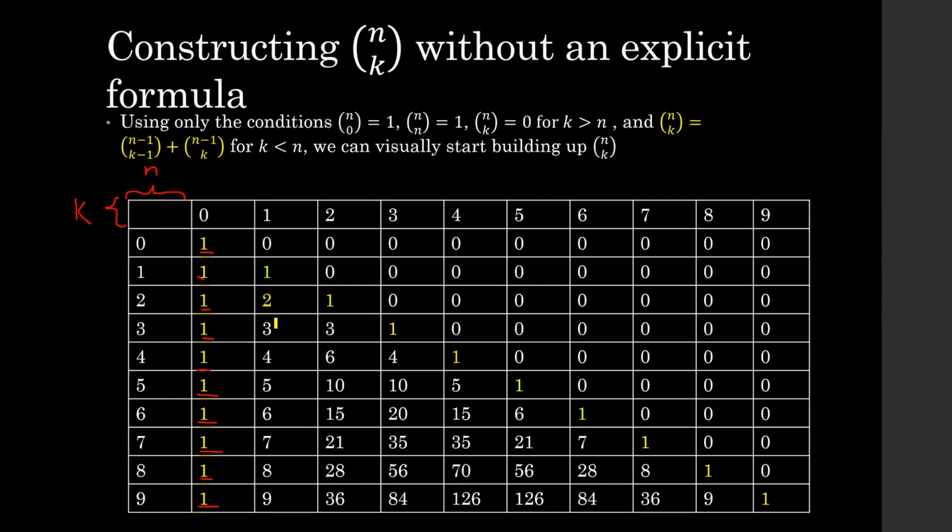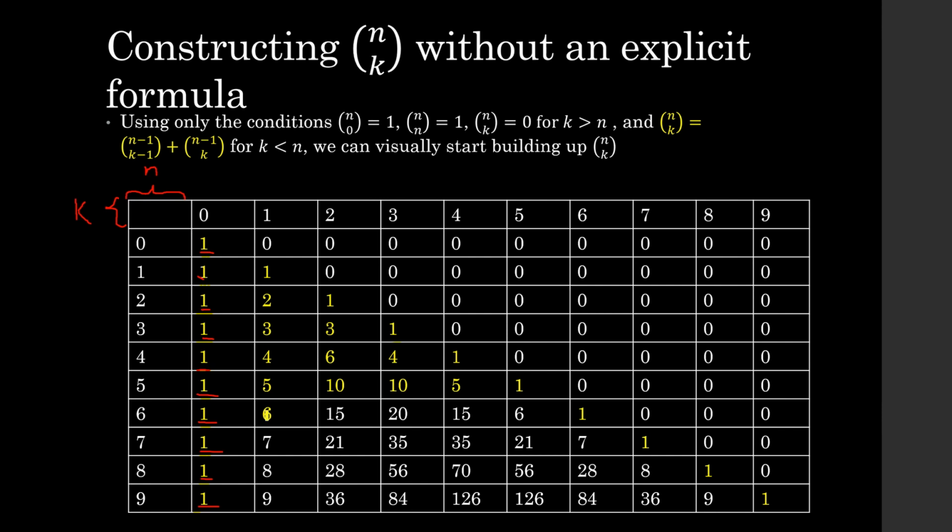And so I can keep doing this. For the next one, this 3 here, I go up and to the left, and so I take 1 plus 2, which is 3. Same here, I go up and to the left, 2 plus 1 is 3. Then for the next row, 4 is 1 plus 3, 6 is 3 plus 3, that works, and 4 is 3 plus 1. And next row, 5 is 4 plus 1, 4 plus 6 is 10, 6 plus 4 is 10, 4 plus 1 is 5. And I can keep going like this.